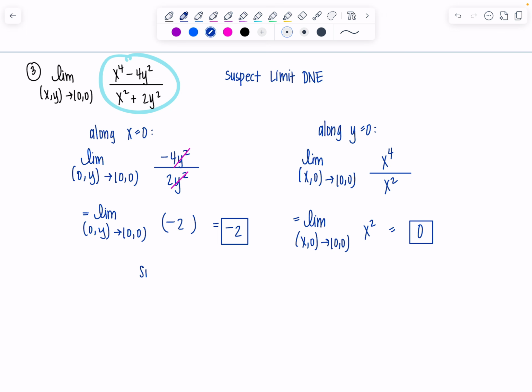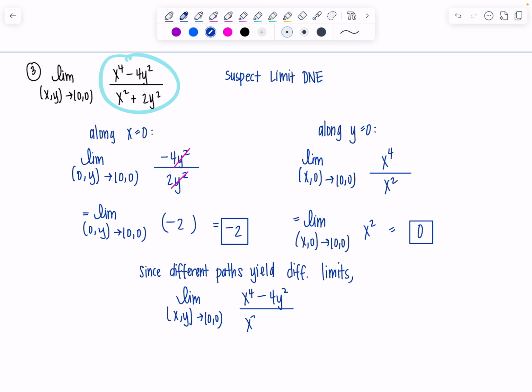So you can say, since different paths yield different limits, then the limit as (x,y) approaches (0,0) of x to the 4th minus 4y squared over x squared plus 2y squared does not exist. Okay? So this is kind of the same as when you got a limit from the left not equaling the limit from the right in Calc 1, and you were like, oh, the limit doesn't exist at x equals a. So we've just shown two paths that don't have the same limit.